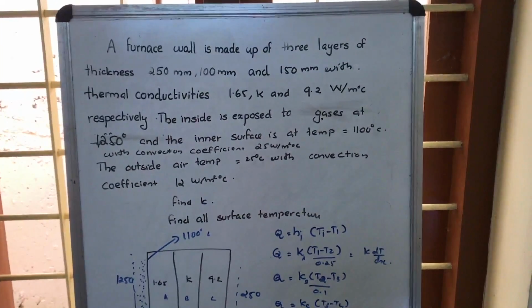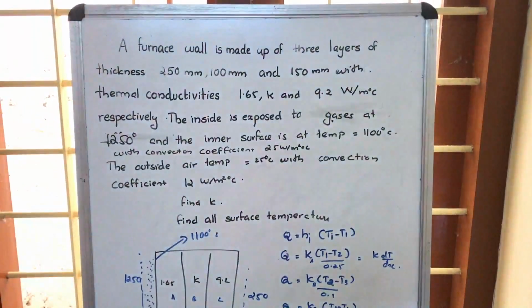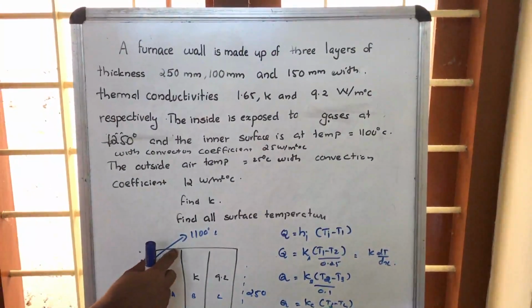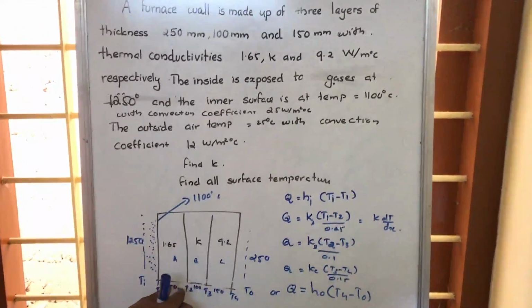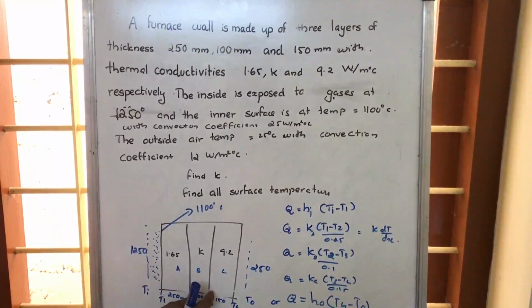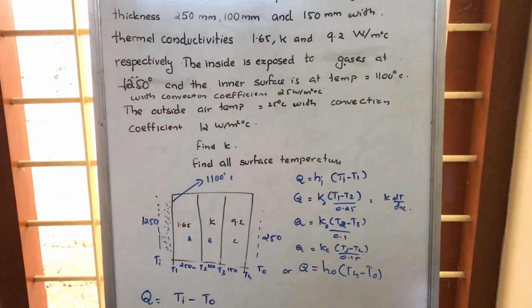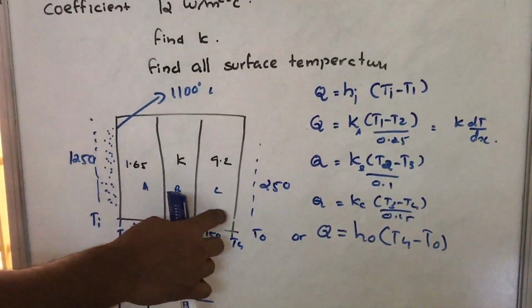A furnace wall is made up of 3 layers of thickness. So there are 3 layers. This is the total cross section of the wall. There will be 3 layers, one of thickness 250, then 100, and another of 150. So let us call this material as A, B, C.